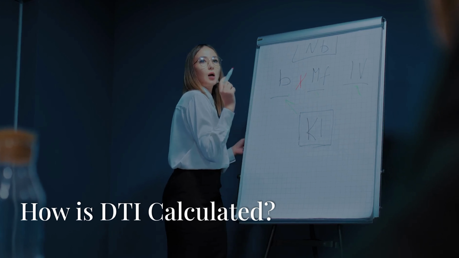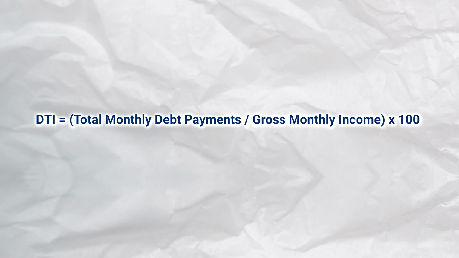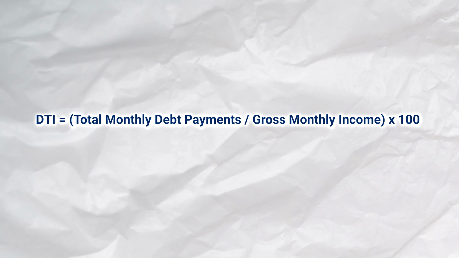Now, how is it calculated? The formula for the debt-to-income ratio, or DTI, is total monthly debt payments divided by gross monthly income times 100. Easy enough, right? Now let's break it down step by step. Step 1, you need to add up all your monthly debt payments.